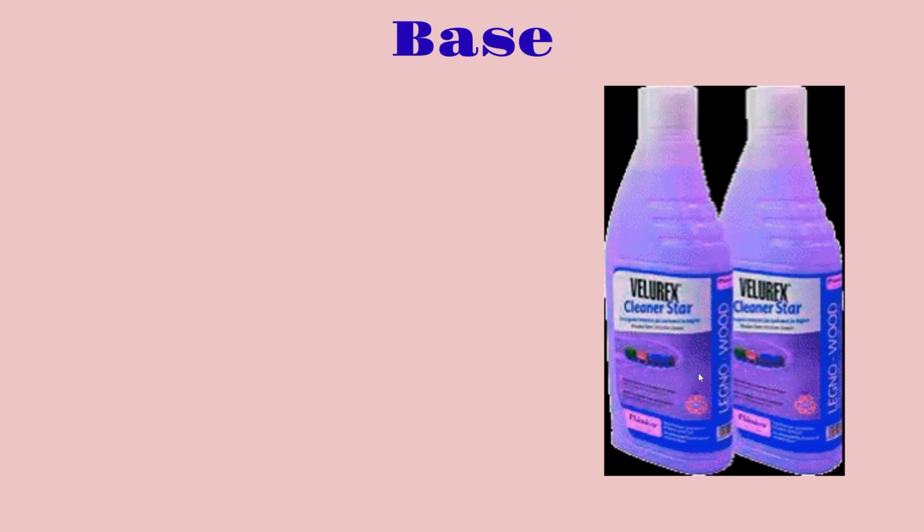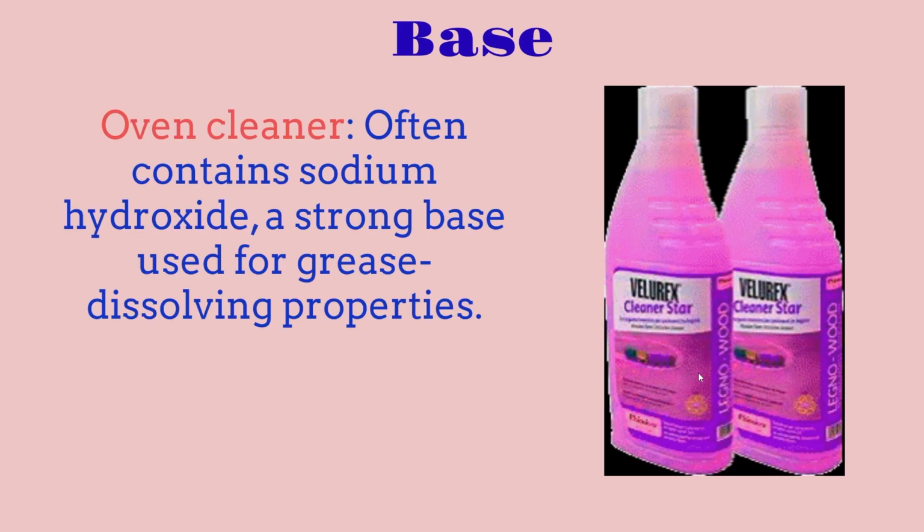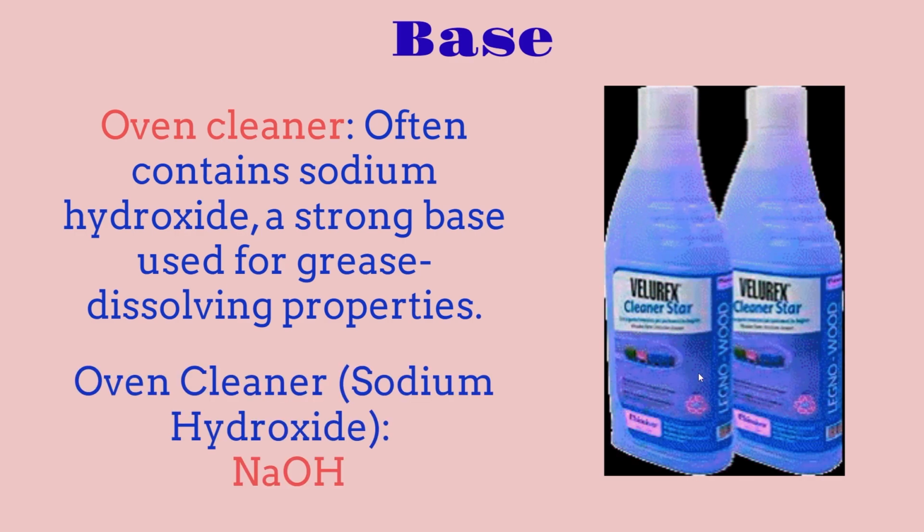Now looking into actual examples of bases, we use oven cleaner. Oven cleaner contains sodium hydroxide, which is a strong base used for its grease dissolving properties. Oven cleaners contain sodium hydroxide, which is a really strong base. You can also see that bases are used in cleaning products as well. The formula for sodium hydroxide is NaOH.